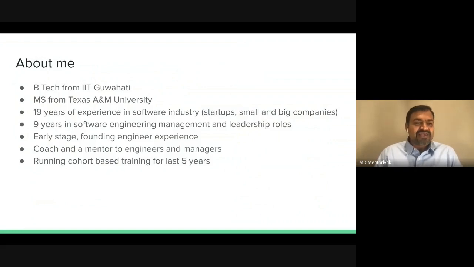I did my engineering from India, from IIT Guwahati. Did my master's here at Texas A&M University sometime back. I don't want to age myself, but you can see, I have 19 years of experience in the software industry: two early stage startups, one late stage startup, and some small and big companies. Currently, I'm at Google, but I worked at Oracle, Yahoo, and Cisco, and I have 9 years of software engineering management experience in various leadership roles.